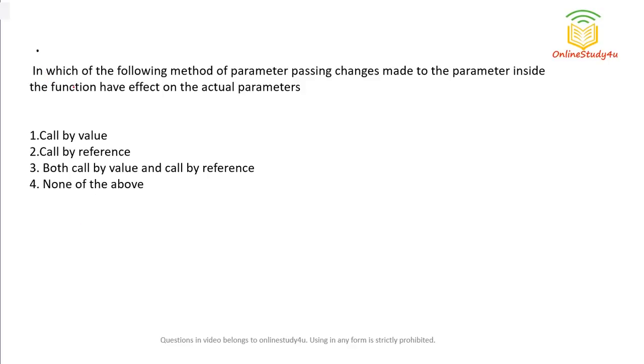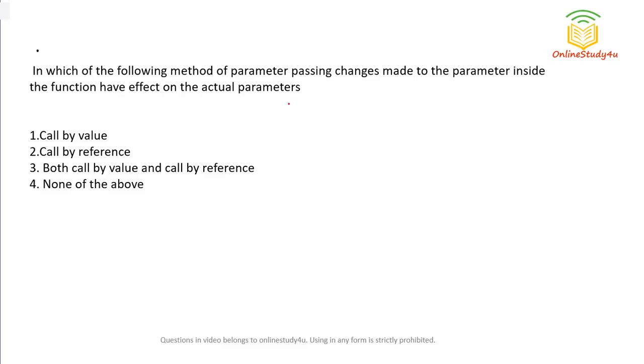Next question is: in which of the following methods of parameter passing do changes made to the parameter inside the function have effect on the actual parameters? So you must be knowing that we have two ways basically to pass the arguments to the called function. One is call by value and one is call by reference. In call by value, we are just copying the value of the actual arguments to the formal arguments, right? That is what we are doing.